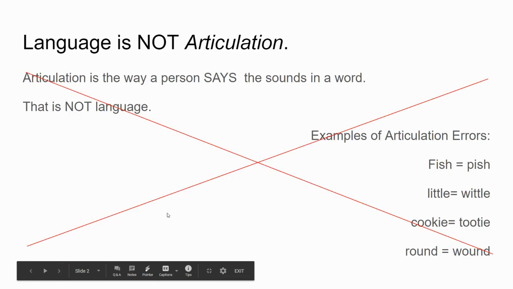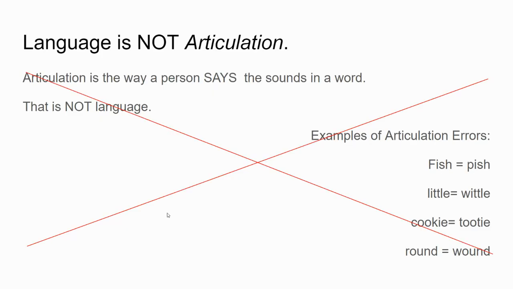So the first thing I want to point out is language is not articulation. Those two things are not the same thing. Articulation is the way a person says the sounds in a word. So that is not language. So you might hear children make errors with their articulation.